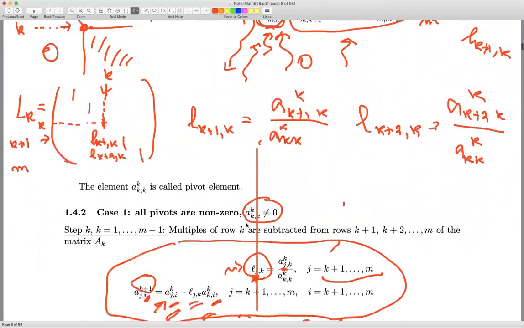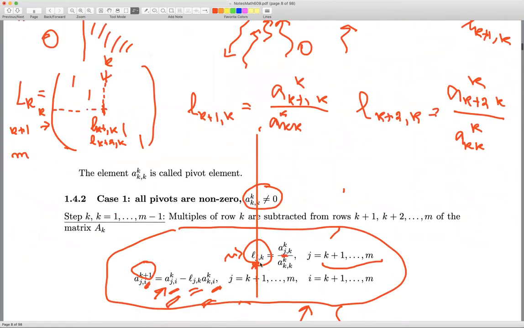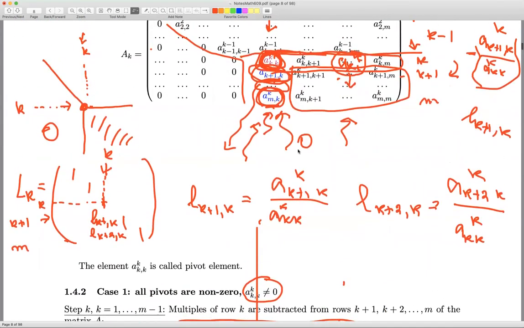LKJ through this formula. LKJ is equal to AJK divided by AKK, the corresponding pivot element, which, if you would like to visualize, it is the element that sits on this position, the element L that sits on this position is just the ratio of the corresponding blue element and the corresponding red element.